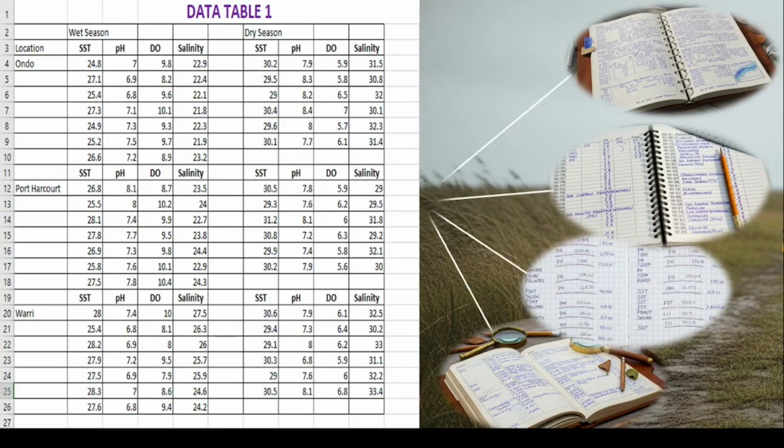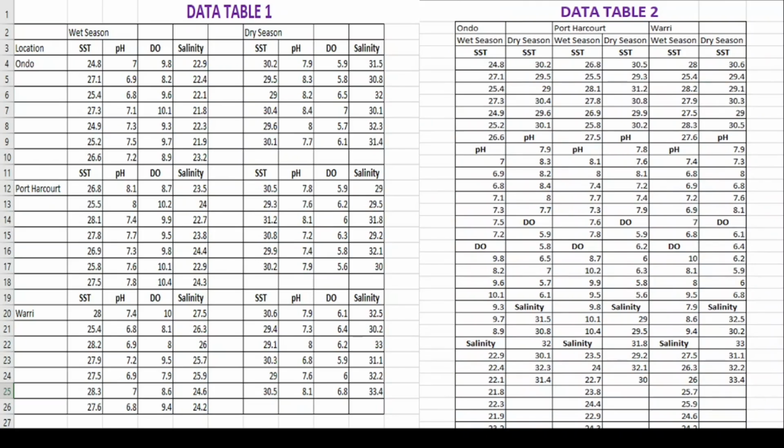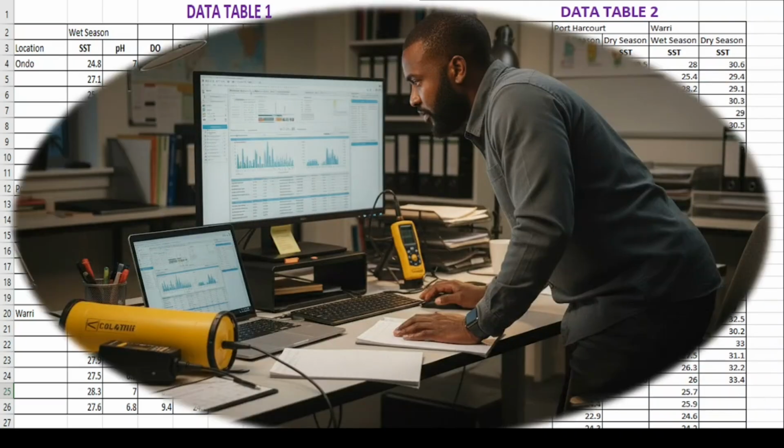Imagine this is how you entered your data in an Excel spreadsheet as shown in Data Table 1 or Data Table 2. You looked at the data again in your computer and suddenly nothing makes sense. The arrangements are scattered, the format is inconsistent, and you can't clearly tell what changed over time or what differs from one location to another.